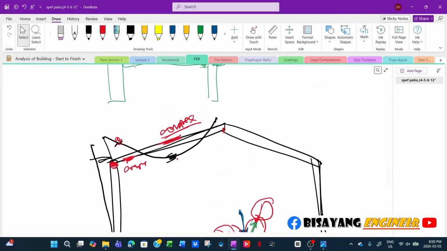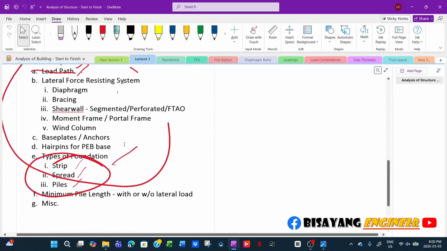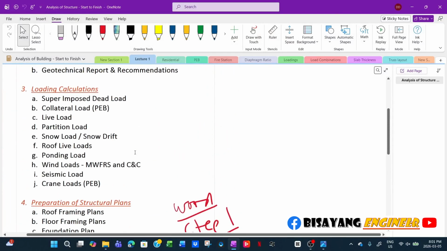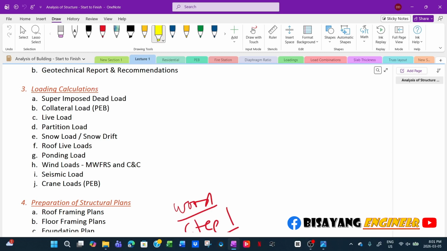And in the next video, we will start doing these loading calculations. This one is pretty straightforward: calculate the weight of the assembly. If it's metal deck, composite metal deck, then the weight of the concrete and metal deck, and then whatever collateral load, or another term for collateral load is MEP load. Any ducts, any electrical, any plumbing, that would be under collateral load, and then live load.